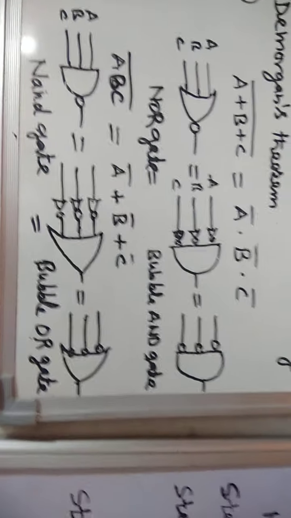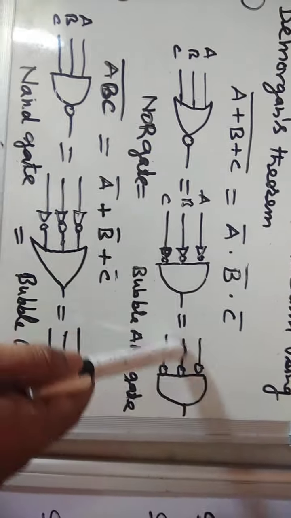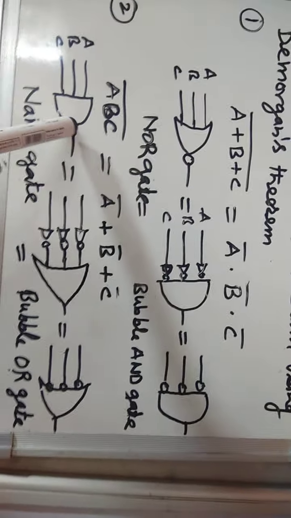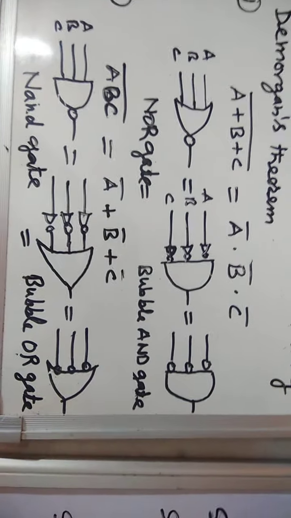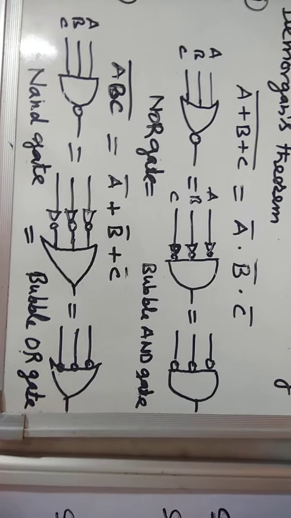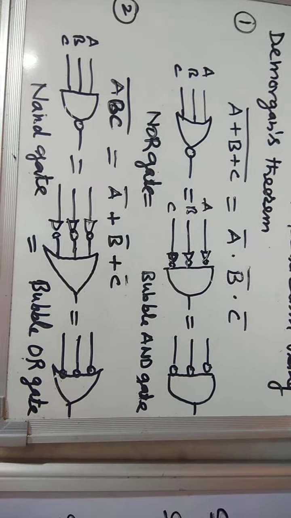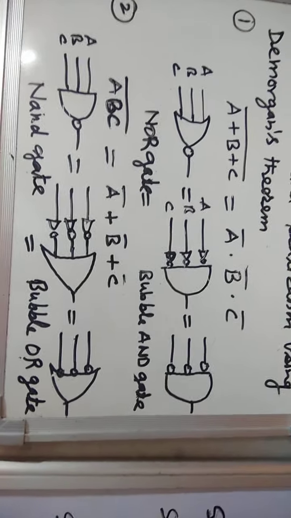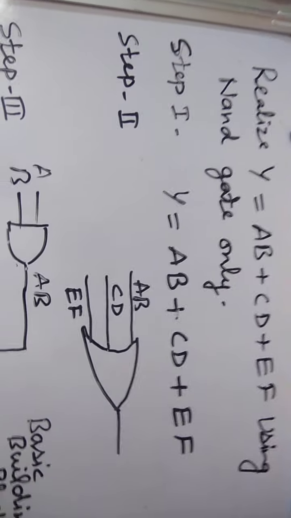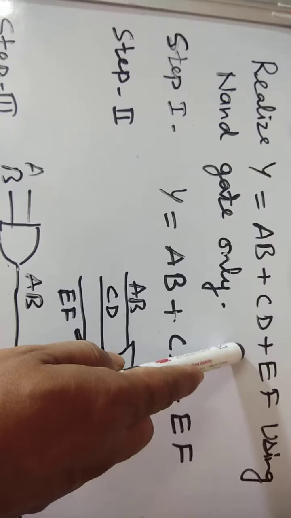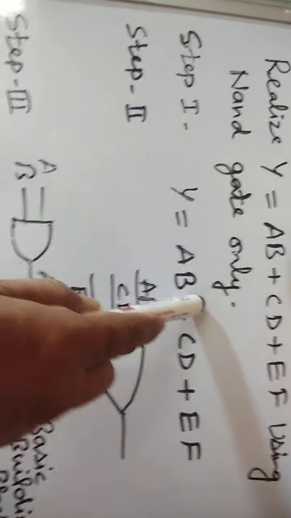We should remember both expressions: NOR gate equals bubble AND gate, and NAND gate equals bubble OR gate. When we consider any logic function representation with the help of NAND and NOR gate relations, we can take this example. Suppose we realize Y = AB + CD + EF using NAND gate only.